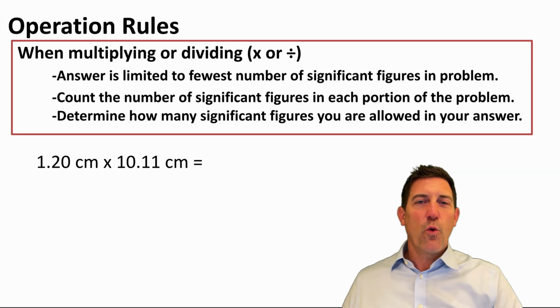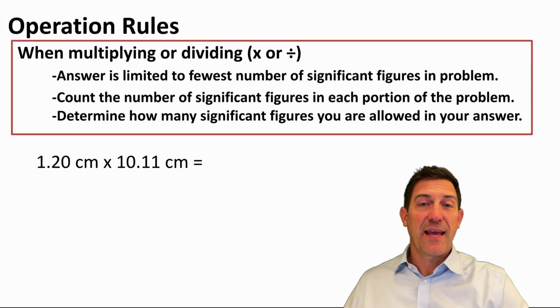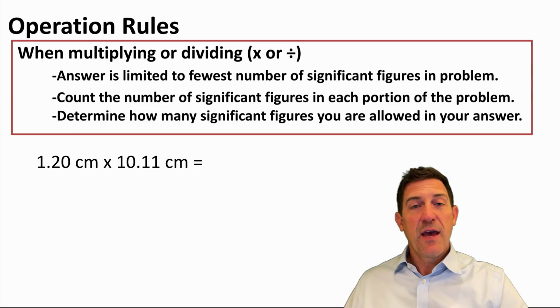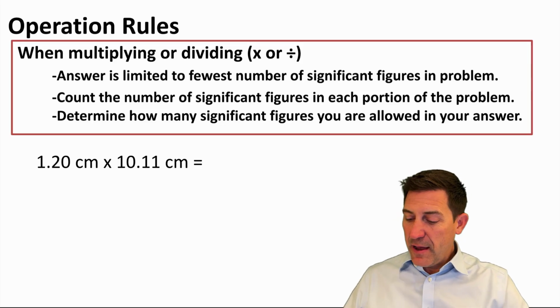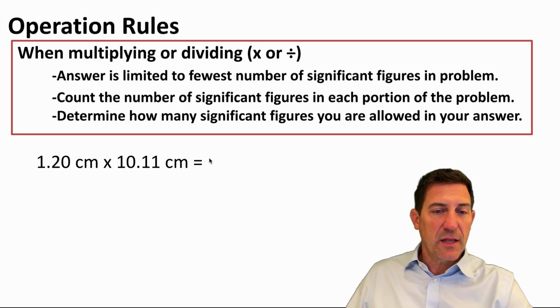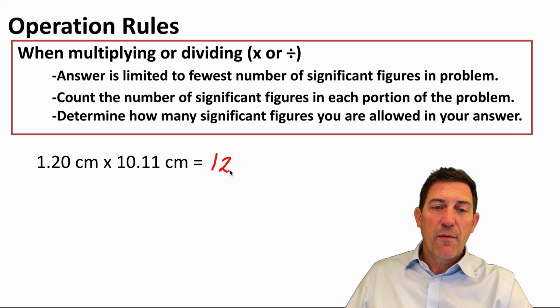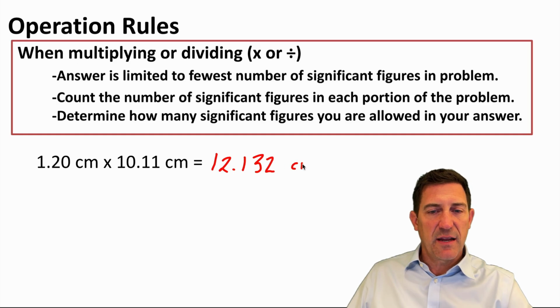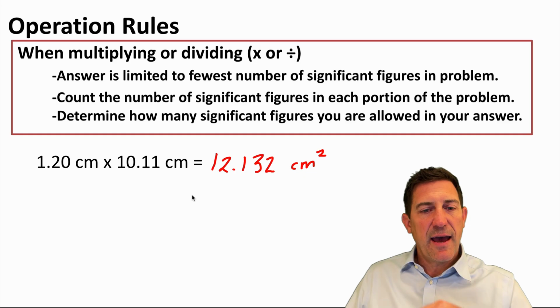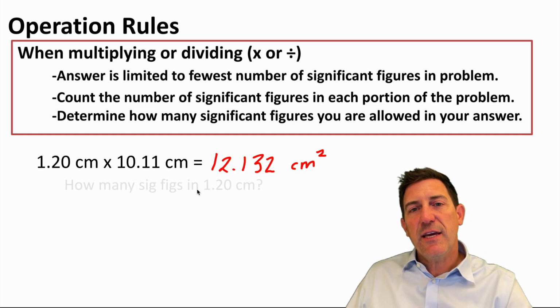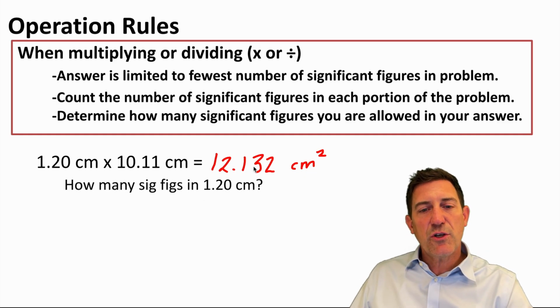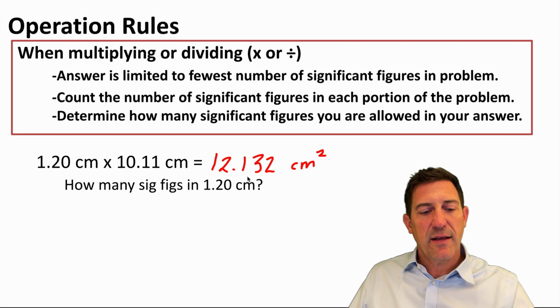Let's try another one. 1.20 centimeters times 10.11 centimeters. If I plug that into my calculator, I'm going to get a number looking something like 12.132, and that would be centimeters squared if I'm keeping track here. And that means I need to look at each part of this problem and decide, well, what should I be rounding my answer to, right? That's the whole point of this part of significant figures.